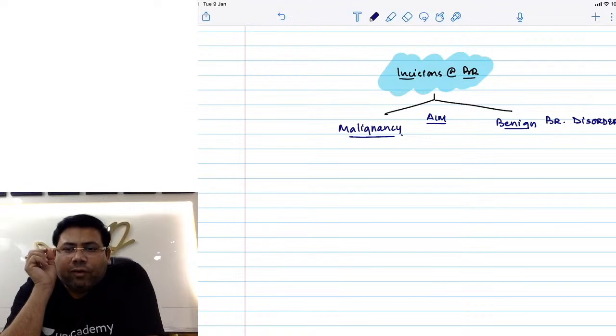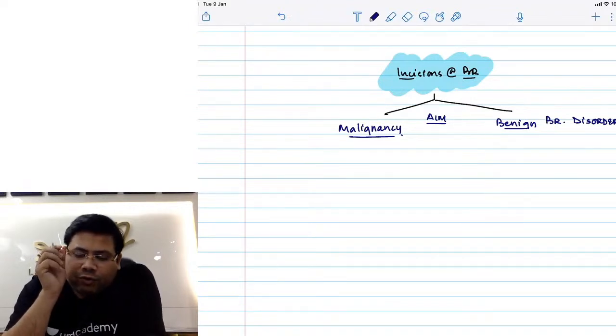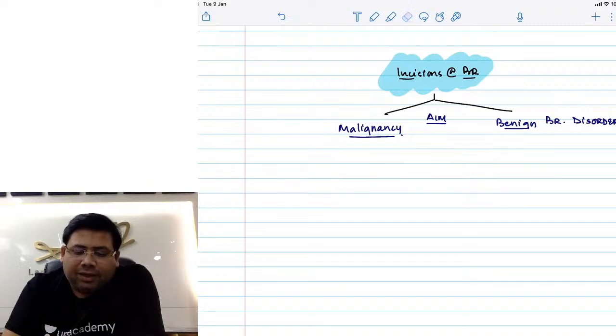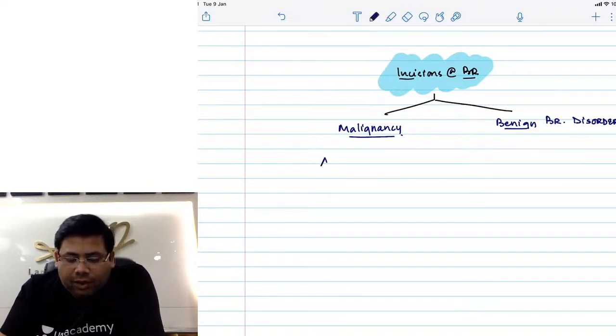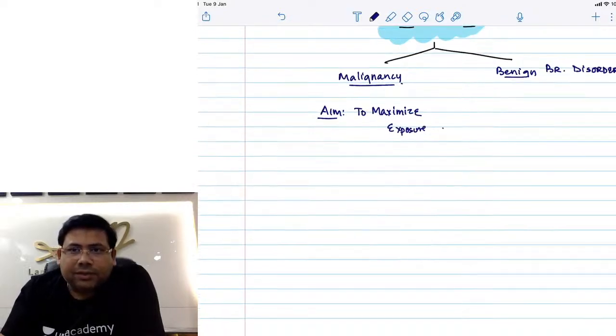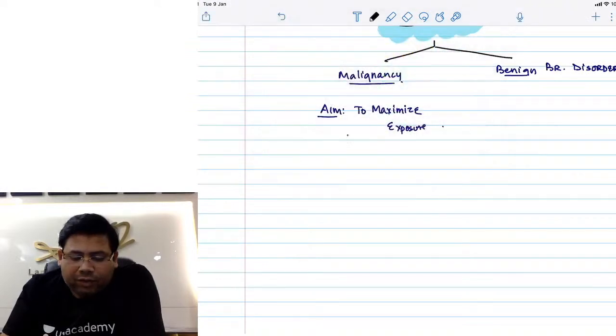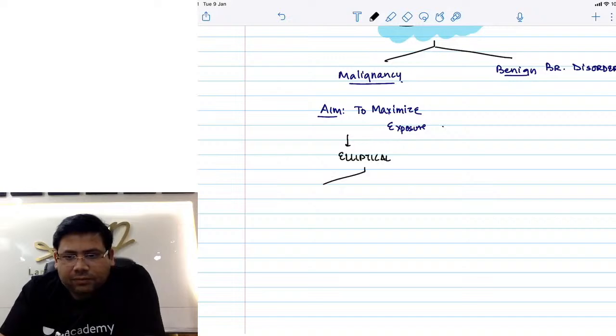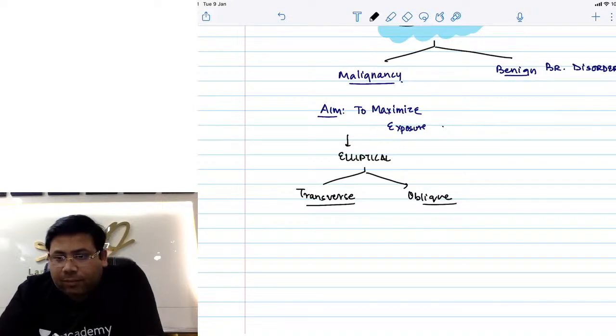If you are making it for malignancy, the aim should be exposure. The aim behind the incision is to maximize exposure, and in order to maximize exposure, we will make elliptical incisions. Let us try to understand the types of elliptical incisions that we make: elliptical transverse and elliptical oblique.